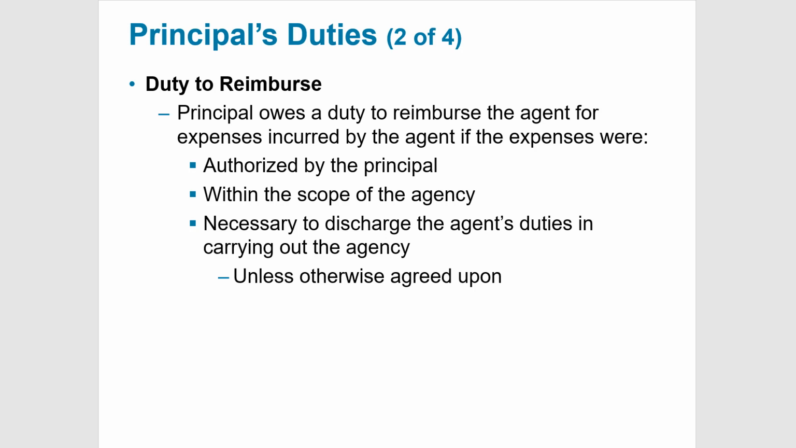And then a lot of times we say, unless otherwise agreed upon, because in the contract we can set out situations that may say that there is no duty to reimburse, and the agents, if they pay anything, are paying out of pocket. We can agree otherwise in a contract, but if we don't state otherwise, then this duty to reimburse exists. So if an agent is traveling and incurs travel expenses, if they have to stay in a hotel or buy flights, things like that, they would need to be reimbursed.